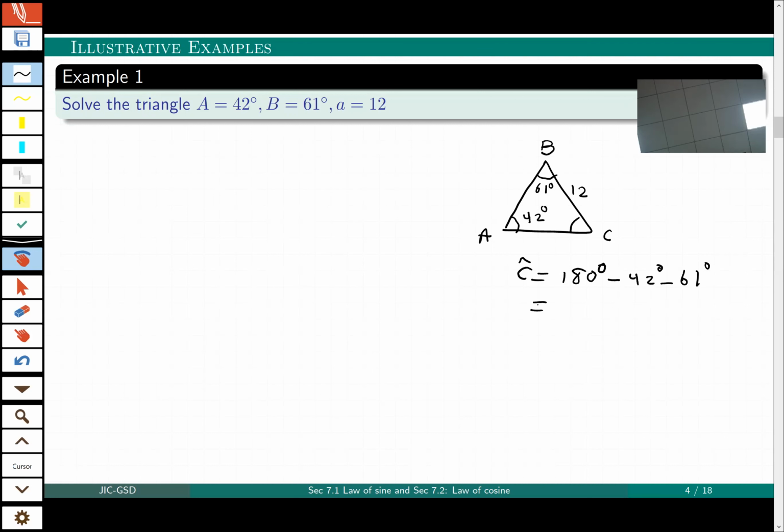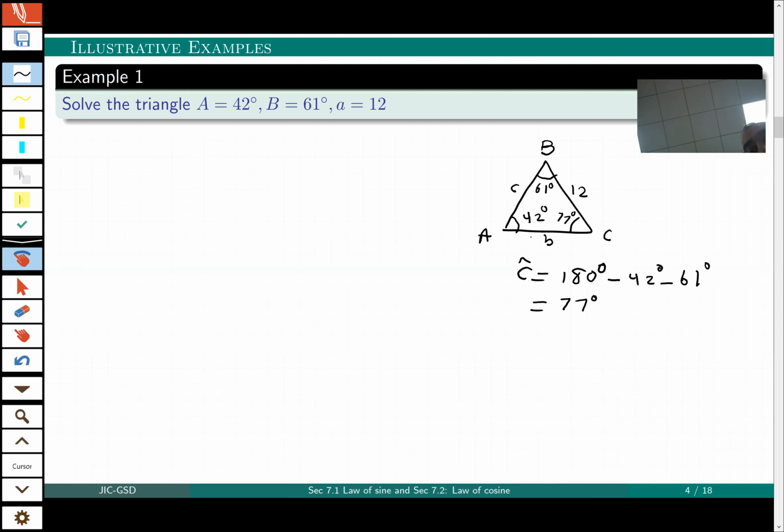And that will be equal to, if we say 180 minus 42 minus 61, that will be 77 degrees. So we know now this angle will be 77 degrees. Now, how to find the side c, how to find the side b?